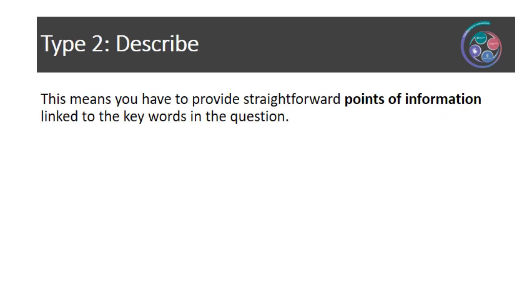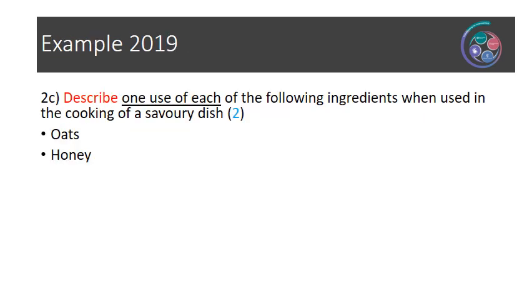Type 2 is describe. This means you have to provide a straightforward point of information linked to the keywords in the question. Example from question paper 2019: Describe 1 use of each of the following ingredients when used in the cooking of a savoury dish.